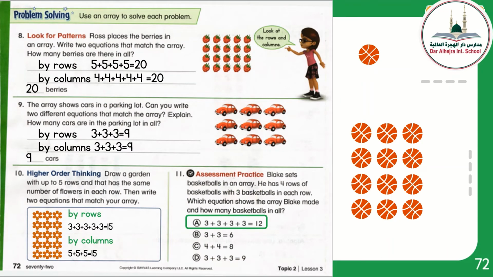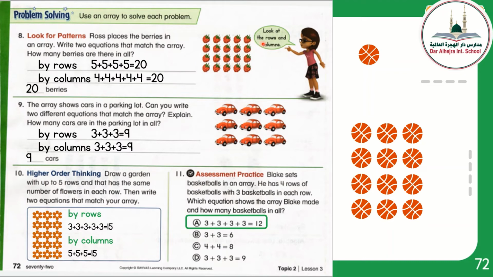Finally, on page number 72 we have some problem solving. Let's look at them one by one. Ross places the berries in an array. You can see the berries are arranged in an array. Write two equations that match the array. We need to write equations matching the array. How many berries are there in all?